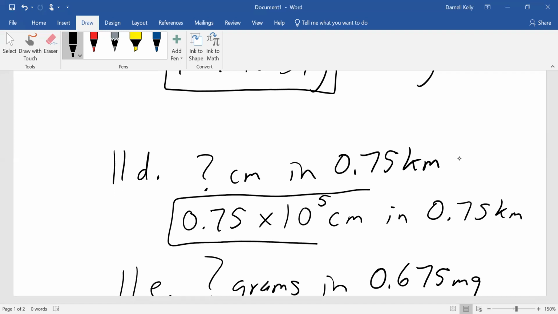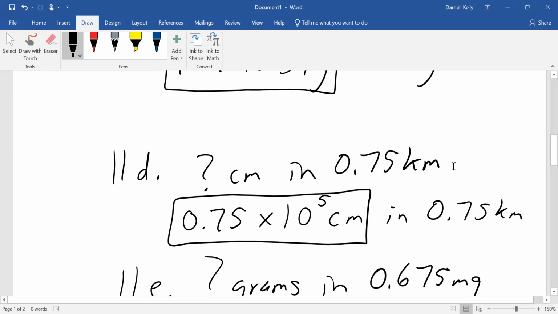So we could express that as 7.5 times 10 to the 4th centimeters if we want. It's the same thing as saying this, 0.75 times 10 to the 5th. Just moving the decimal over left, right. So there we go for 11D.